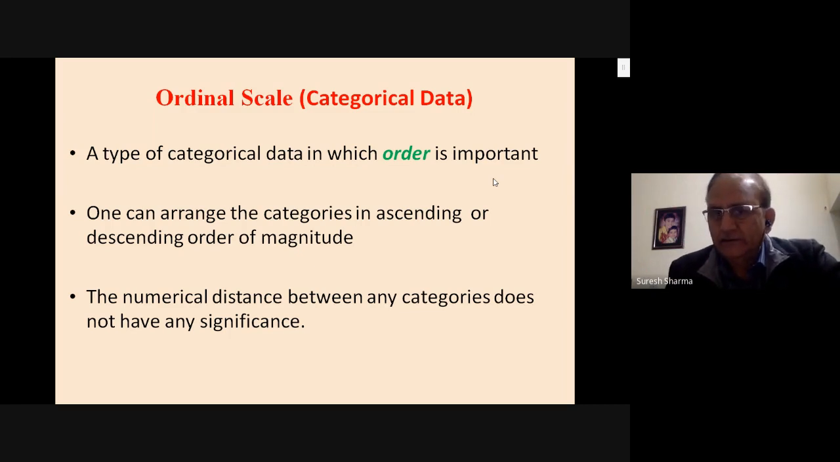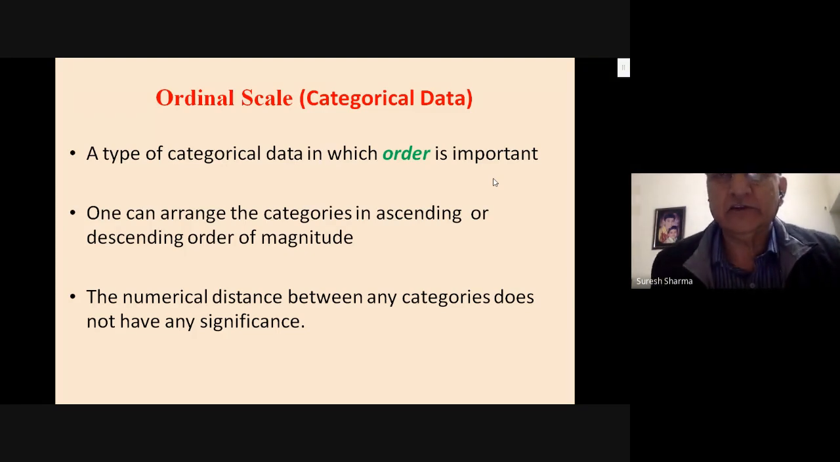The numerical distance between any two categories does not have any significance at all. Whether you are dealing with the nominal scale or the ordinal scale, the numerical distance between any two categories does not have any meaning. For example, if I'm writing male as 1, female as 2, subtracting 2 minus 1 doesn't have any meaning. Let's say lower class as 1, middle class as 2, upper class as 3, subtracting 3 minus 1 or 3 minus 2 does not have any significance. So remember, mathematical operations like difference and addition have no meaning as far as nominal and ordinal scale are concerned.